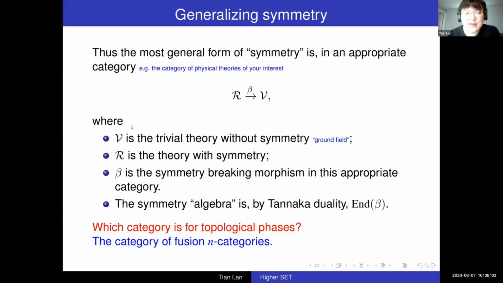And if you have enough nice properties of this data, you'll be able to reconstruct the symmetry algebra by topological duality. Let's take the endomorphism of beta. Okay, so the category we are interested in now is a category for topological phases. And I think after this workshop, with this many talks, we should almost agree a good choice would be the category of fusion n-categories.